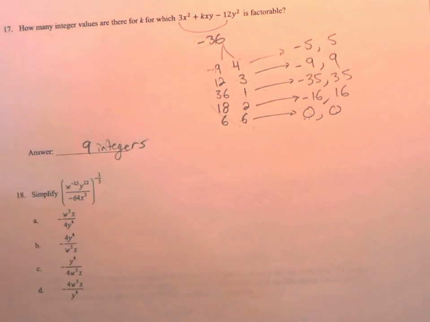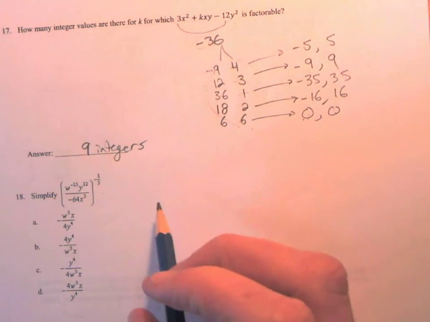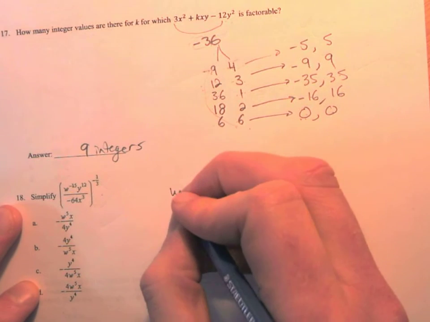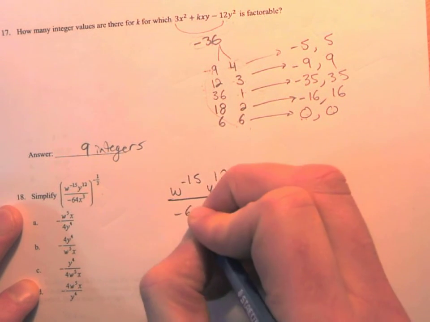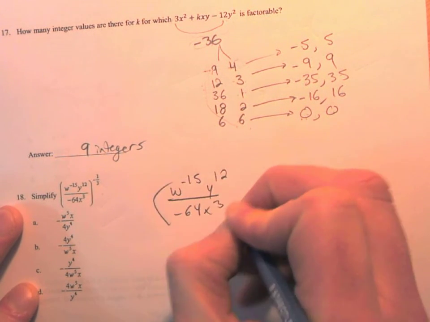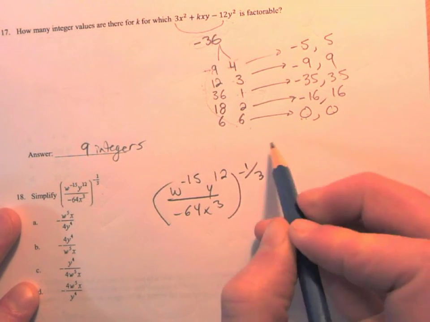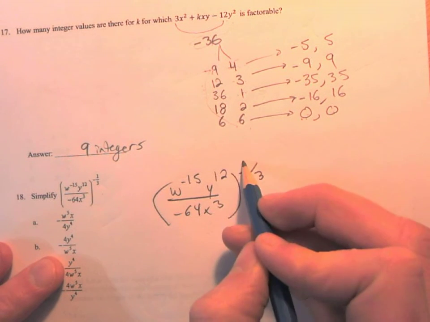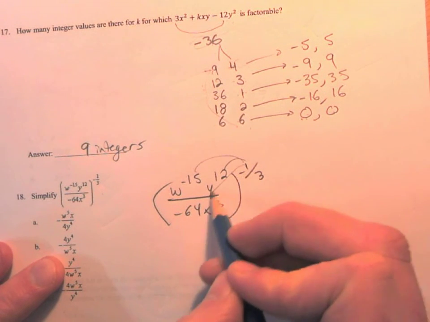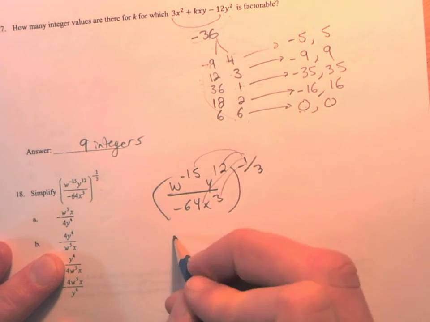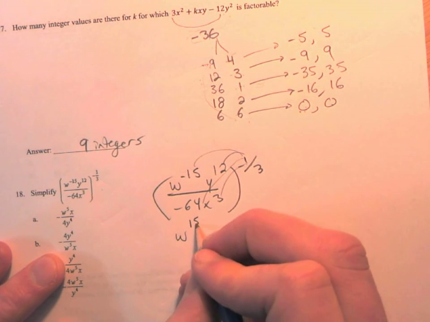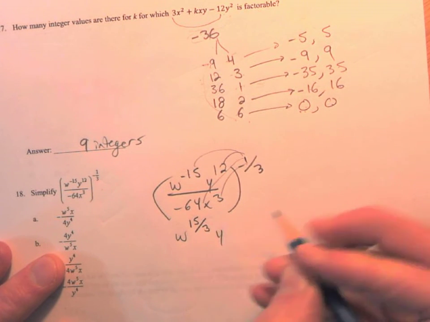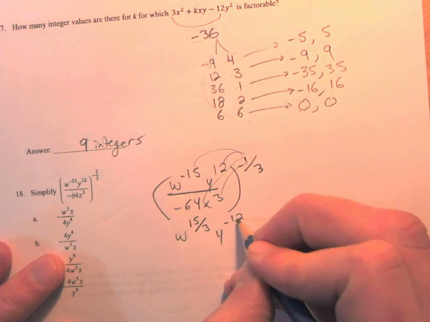Alright. Now this next one here, let's write it a little bit bigger. Negative 15y to the 12 over negative 64x cubed, all to the negative 1/3. So I have to distribute this negative 1/3 to all 4 of those. So negative 1/3 times negative 15 gives us 15 over 3. Y to the negative 12 over 3.